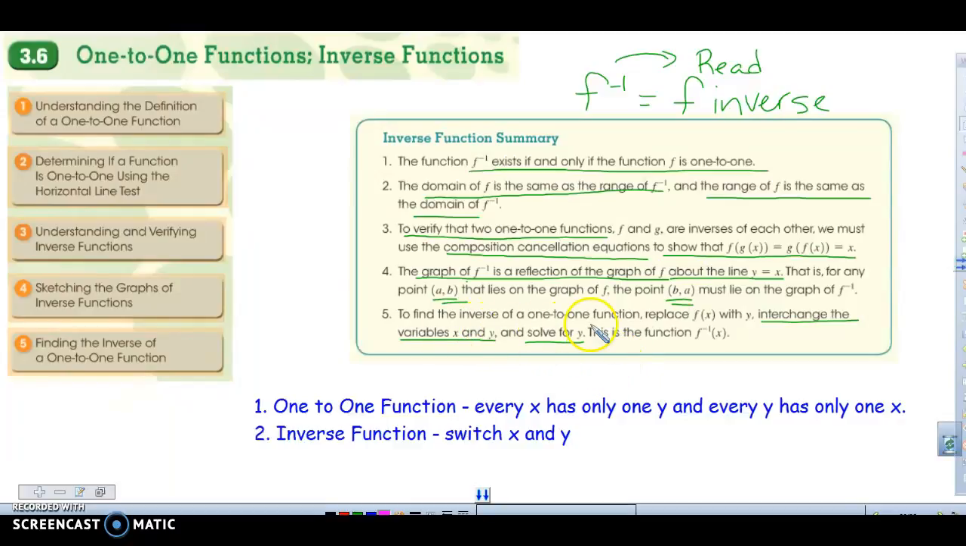So when they give you the equation of a function and ask you to find the inverse, once again, you are just interchanging the variables x and y. And then you would solve that equation for y and put it in function notation. So key thing to remember here, for an inverse function, you are always switching the x and y, whether we give you the graph, the ordered pairs, the equation.